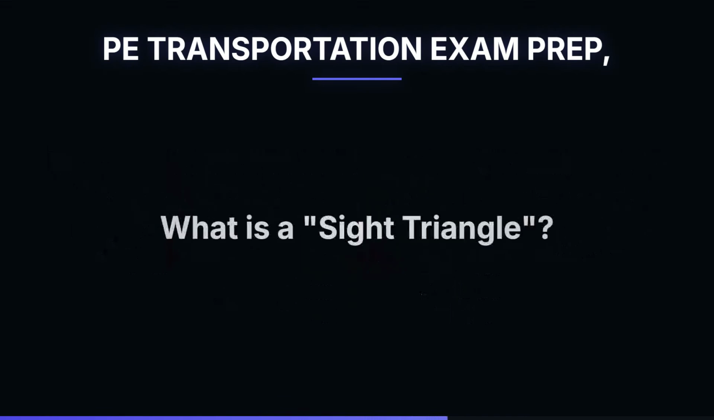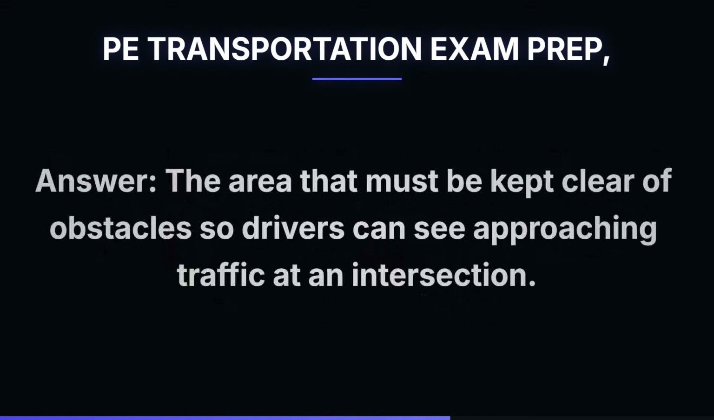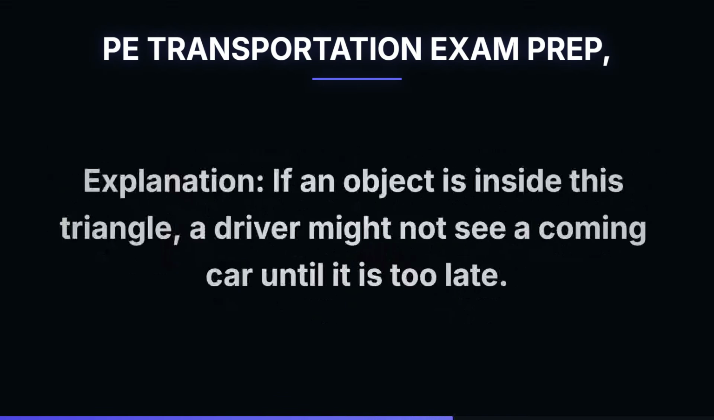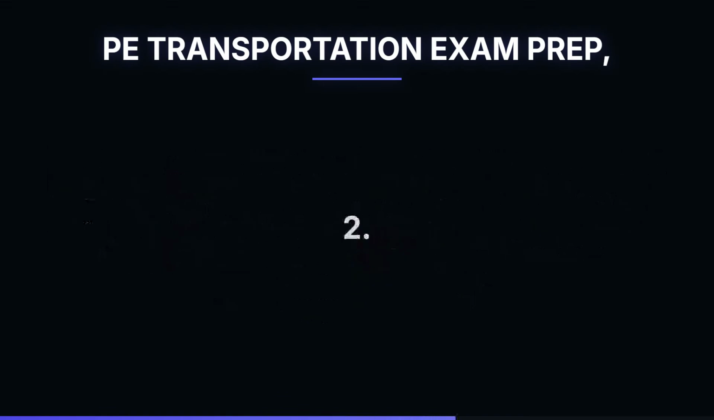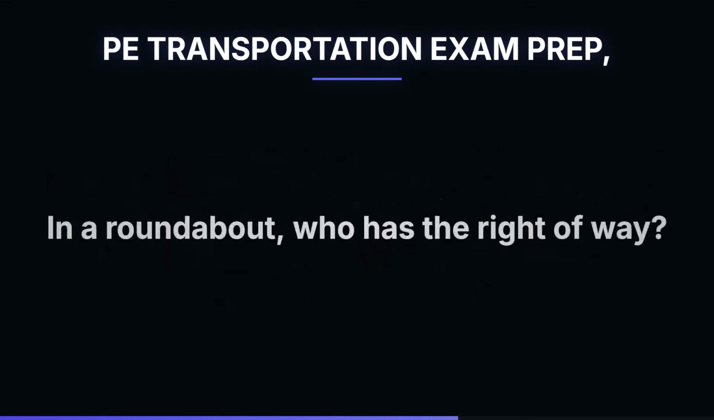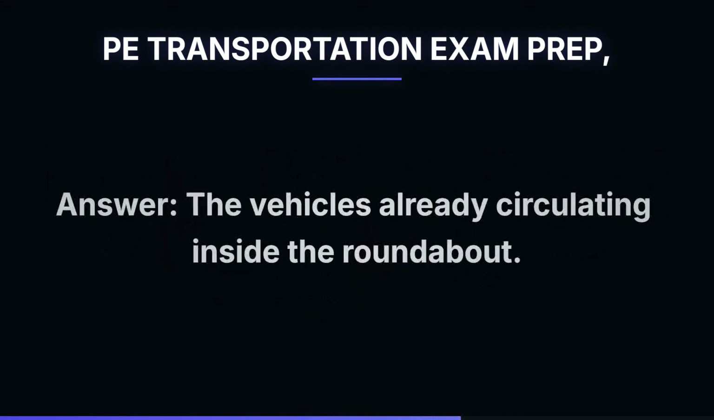1. What is a sight triangle? Answer: the area that must be kept clear of obstacles so drivers can see approaching traffic at an intersection. Explanation: if an object is inside this triangle, a driver might not see a coming car until it is too late. 2. In a roundabout, who has the right of way?